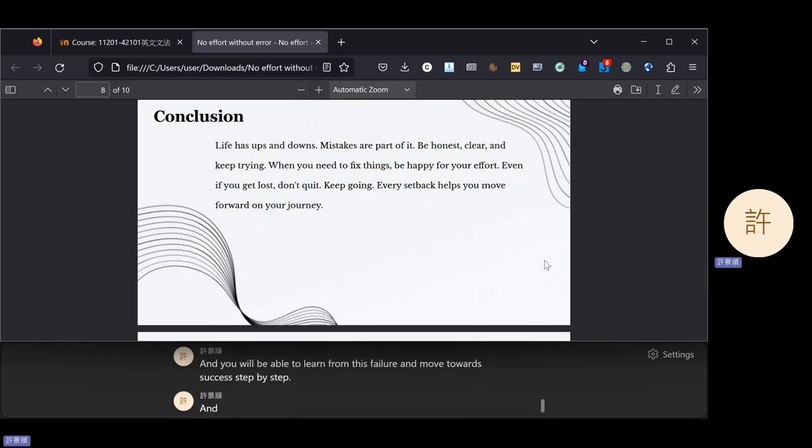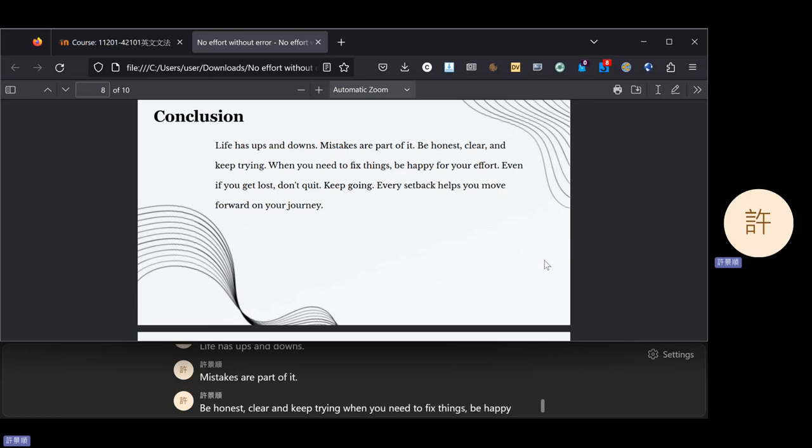And this is our conclusion. Life has ups and downs. Mistakes are part of it. Be honest, clear, and keep trying. When you need to fix things, be happy for your efforts. Even if you get lost, don't quit. Keep going. Every setback helps you move forward on your journey. Like our theme, no effort without error. Just try your best and keep going.